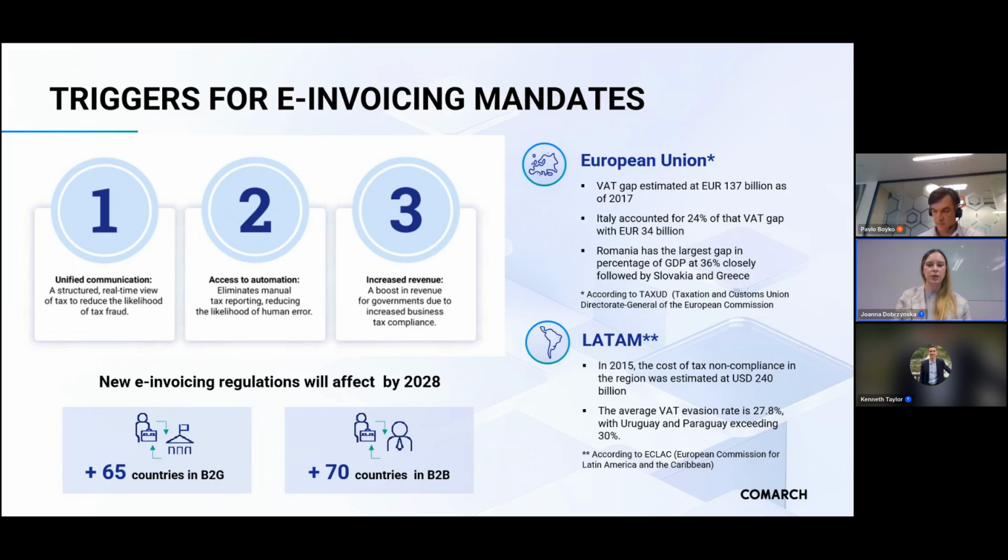In order to give you some statistics across the years, in the European Union only, for example, the VAT gap was estimated at quite a shocking number, because it was 137 billion euro in 2017, and Italy alone accounted for 24% of this gap. The countries with the largest gaps in terms of GDP percentage are Romania, Slovakia, and Greece, and you will see them on the e-invoicing roadmap, obviously.